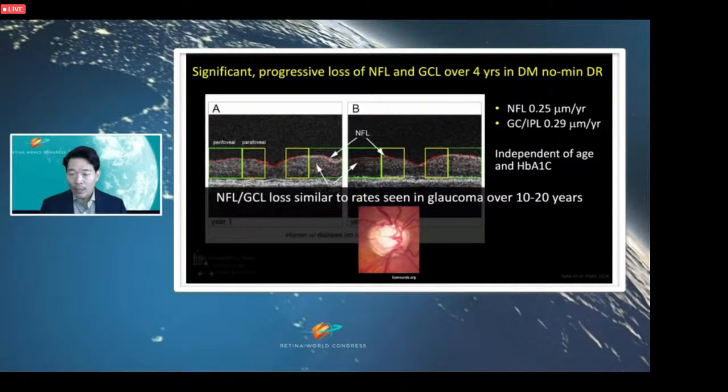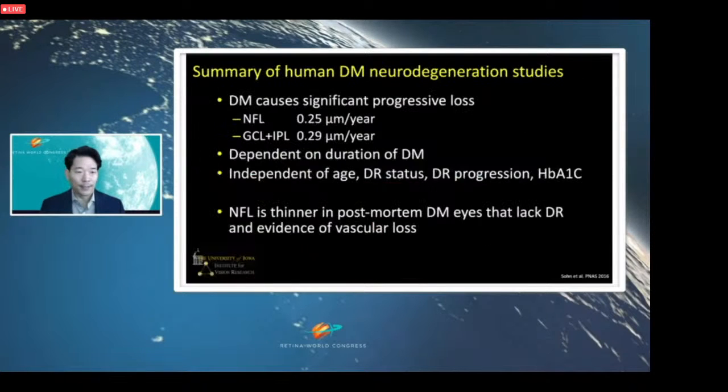Now, this rate of loss of the inner retina is pretty startling when you consider that it's similar to the rate seen in glaucoma over 10 to 20 years. Diabetes is going to be different than glaucoma, though, because glaucoma results in focal scotomata, whereas in diabetes it may be a more generalized thing, and you don't really see cupping per se in diabetes. But the fact that you have nerve fiber layer and GCL loss at that level is significant.